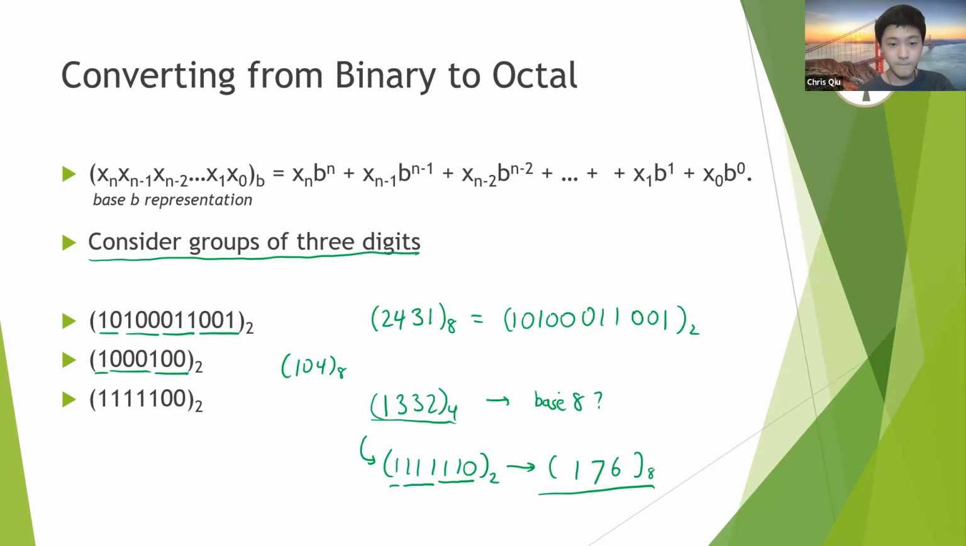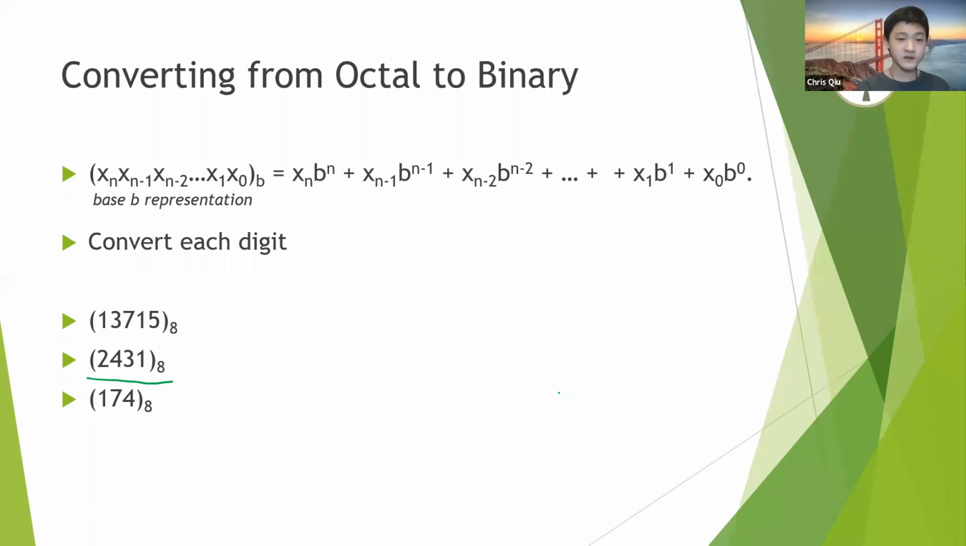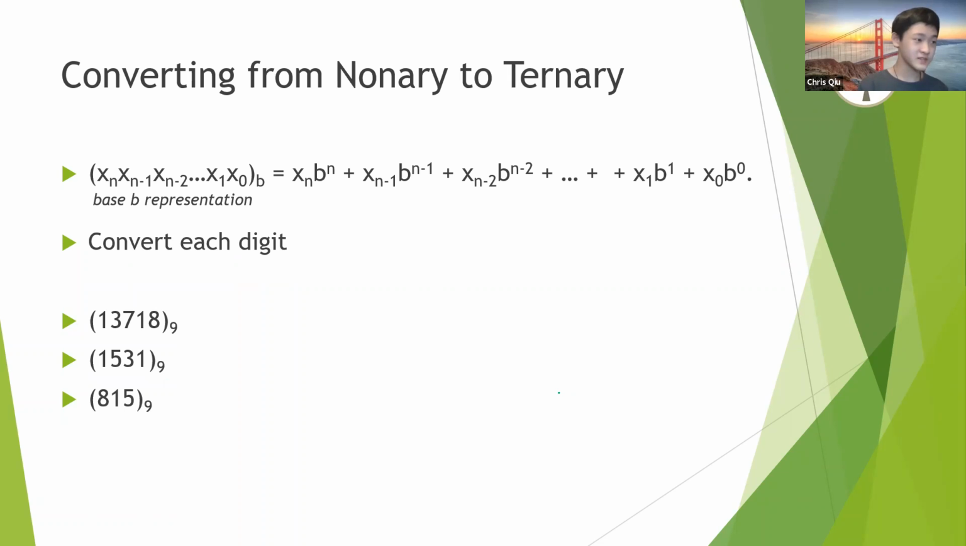Any questions? So on our next 2 slides, we have converting from octal to binary, which we just talked about as well, and converting from nonary, which is base 9, to ternary, which is base 3. And this is the same idea as well. So let's see what it looks like with this example.